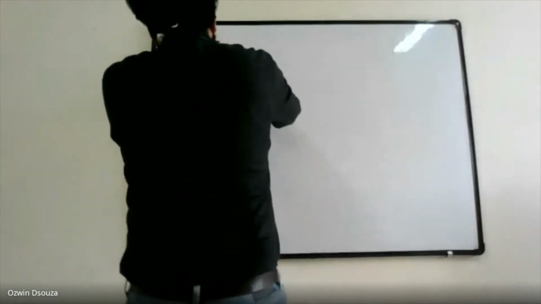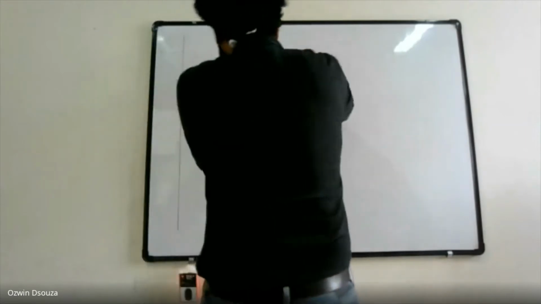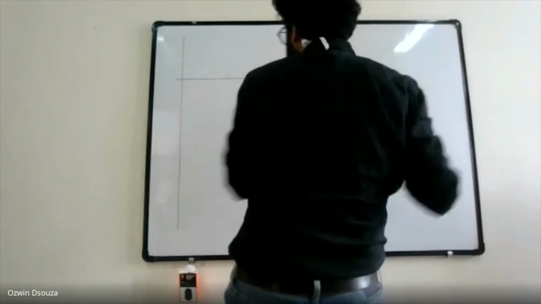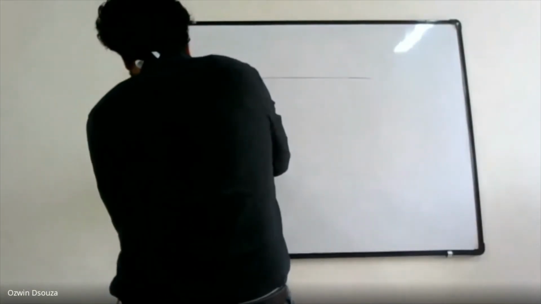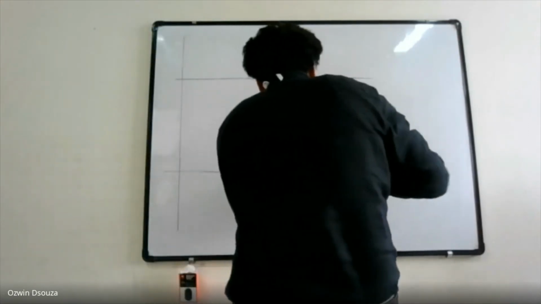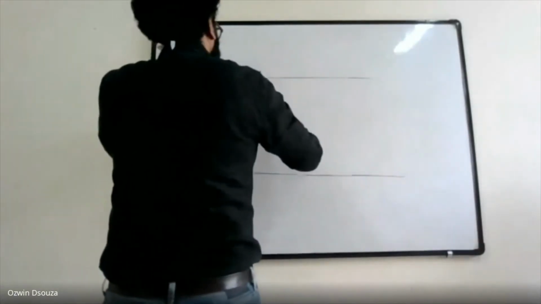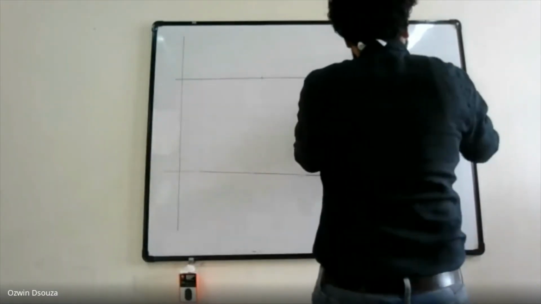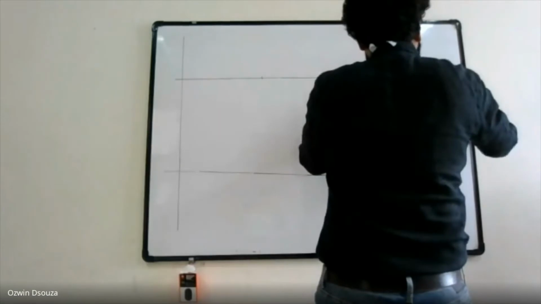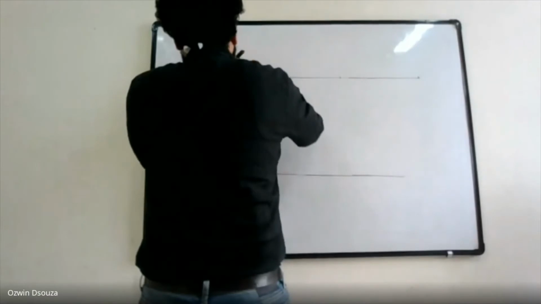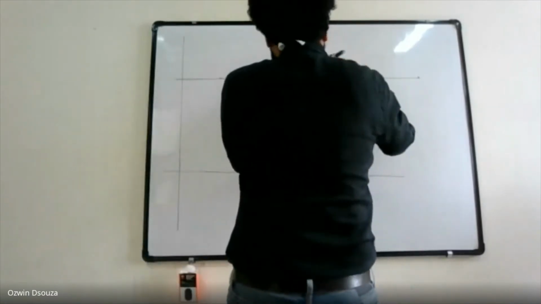Let me take this top half for magnitude, and the bottom half I will use for the phase plot. These are my decades. So these are my decade frequencies.